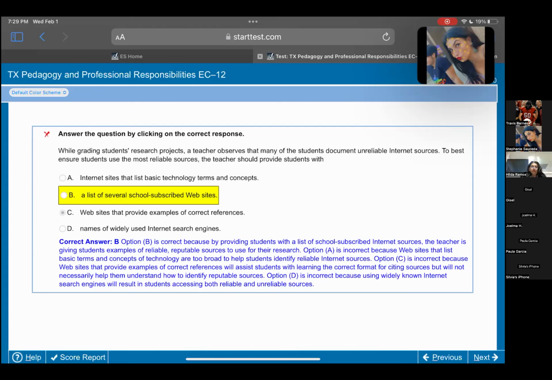Option D is incorrect because using widely known internet search engines will result in students accessing both unreliable and reliable sources, mostly unreliable. So if we let them go all into the deep sea of the internet, it's willy-nilly and a free-for-all, and people will come with all sorts of unreliable sources if you do it that way. But if it is focused and the students have access to a list of databases and websites, pre-approved, pre-vetted for credibility, for reliability, then students can build on those research skills in a knowledgeable way.